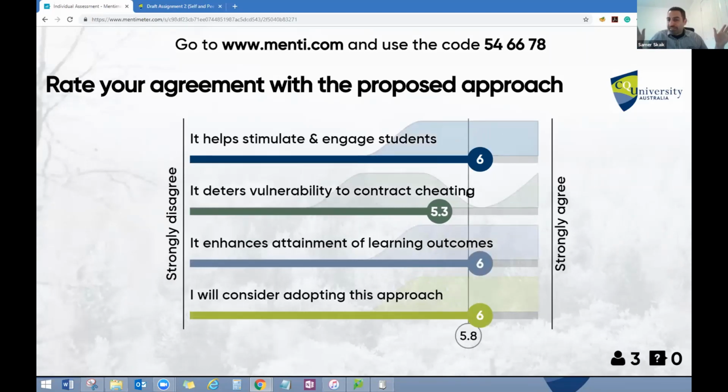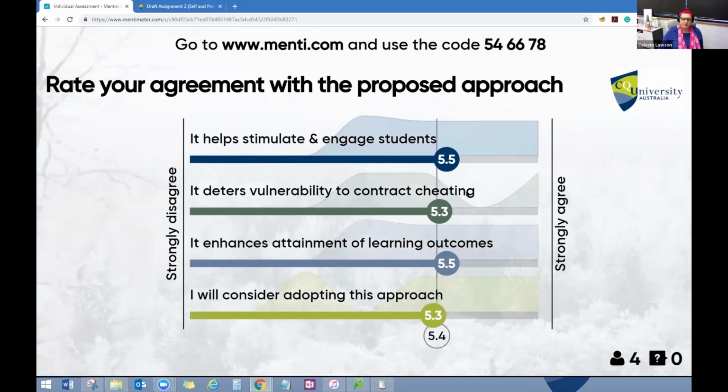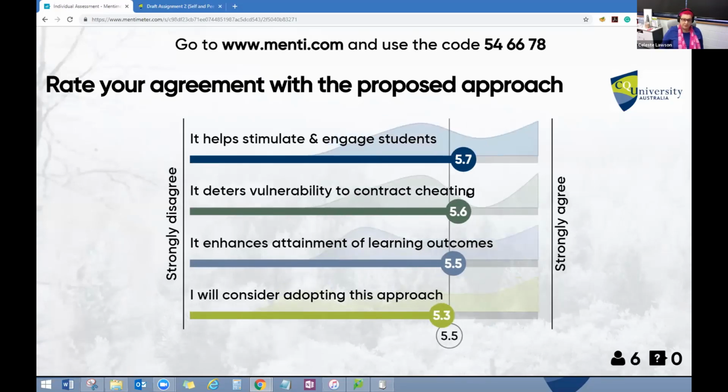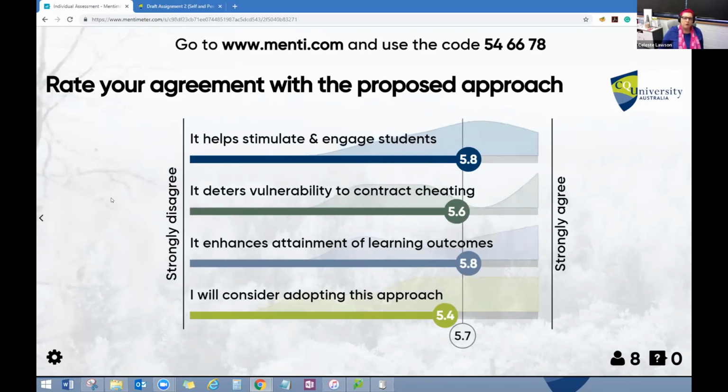And I'm done with that. Celeste, so over to you. Thanks very much, Samer. While everyone is completing the final Menti rating, if you've got any questions, please either raise your hand or type it into the group chat.